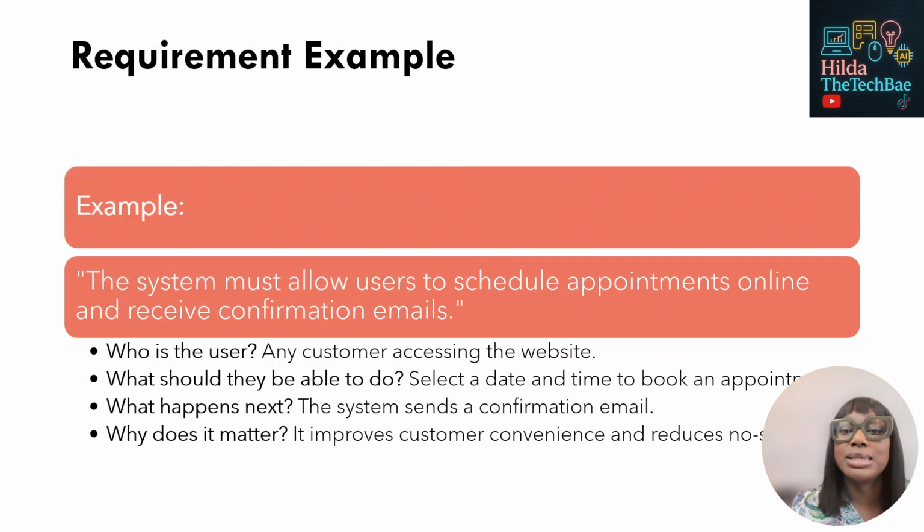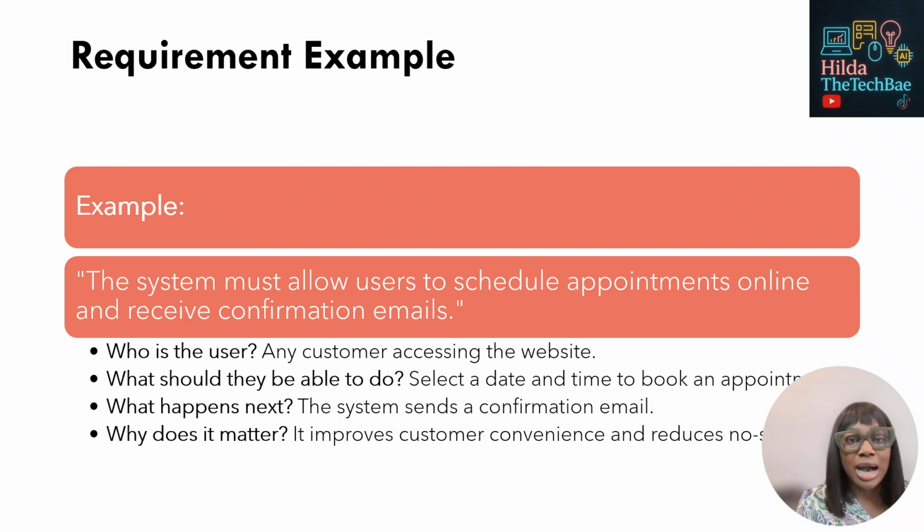Let's dive into an example of a requirement just to make it clear. The system must allow users to schedule appointments online and receive a confirmation email. So in this example, we're first defining the user as anyone who wants to book an appointment. Then the action is selecting a date and time. Then the expected result is that the user gets a confirmation email.